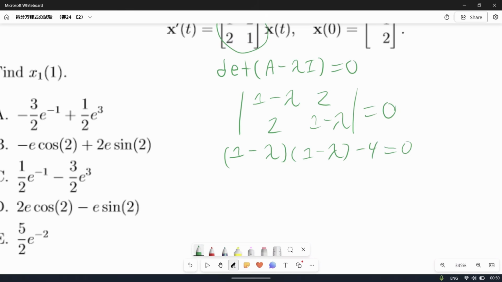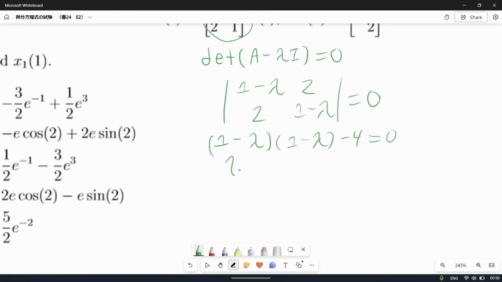And when you simplify that down, you end up with lambda squared minus 2 lambda minus 3. And from here, to find lambda, we can just factor this. You can either factor or complete the square, or if you're feeling really paranoid, you can go as far as using the quadratic formula, but I think for this one you can just factor it, because when you factor this, you end up with lambda plus 1 times lambda minus 3.